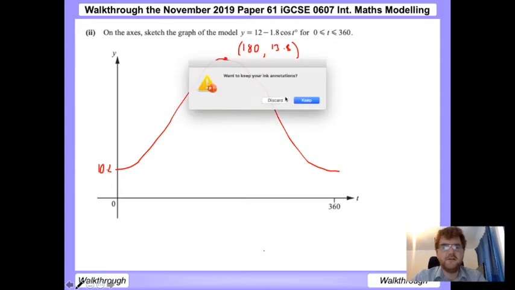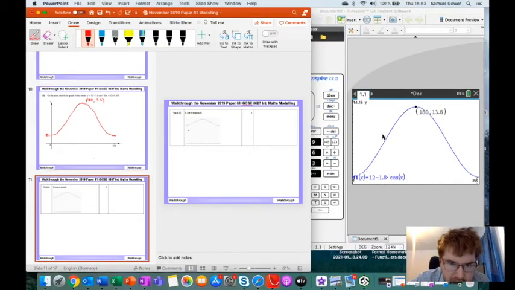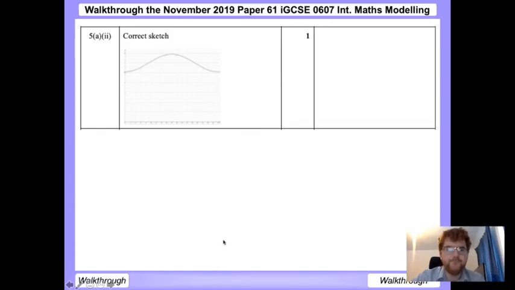As you see in the mark scheme, they just want the correct sketch. They don't even actually ask, if I zoom in on this, for the y-intercept per se. They just want the correct sketch and the correct shape involved.